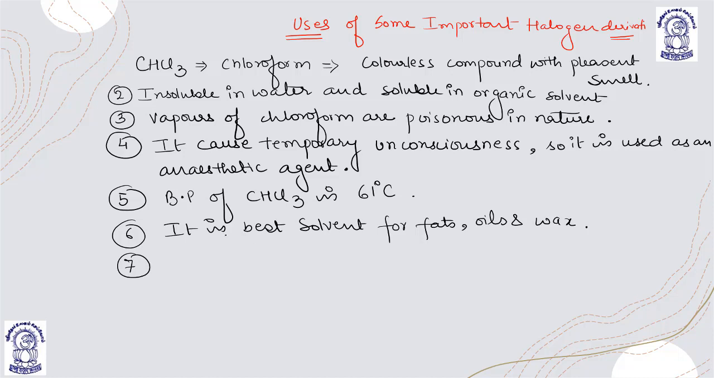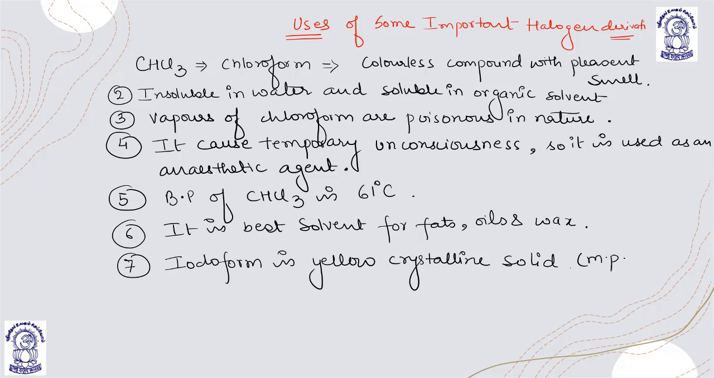Iodoform is a yellow crystalline solid having a melting point of 119 degrees Celsius. So these are the physical properties of chloroform. Now we are going to discuss the uses of chloroform.